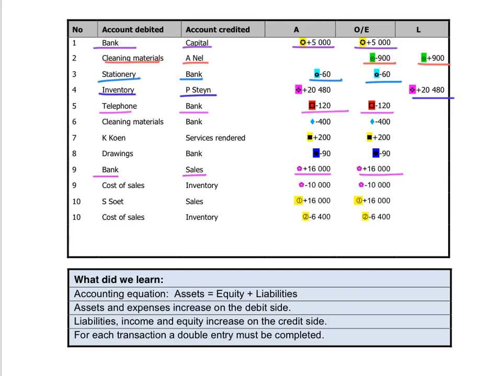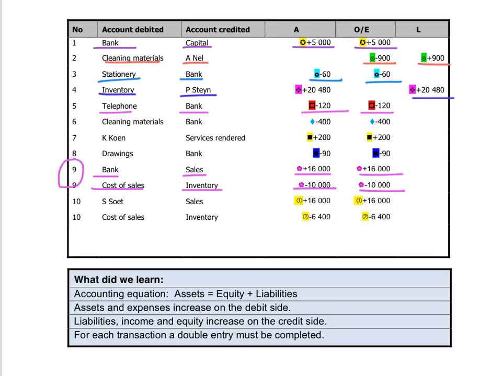The second entry will be for cost of sales. Cost of sales is an expense. Expenses increase on the debit side. I take it out of the inventory, so I've got less inventory. Inventory is an asset, so it means that my assets decrease. Cost of sales is the expense. Expenses decrease my profit.